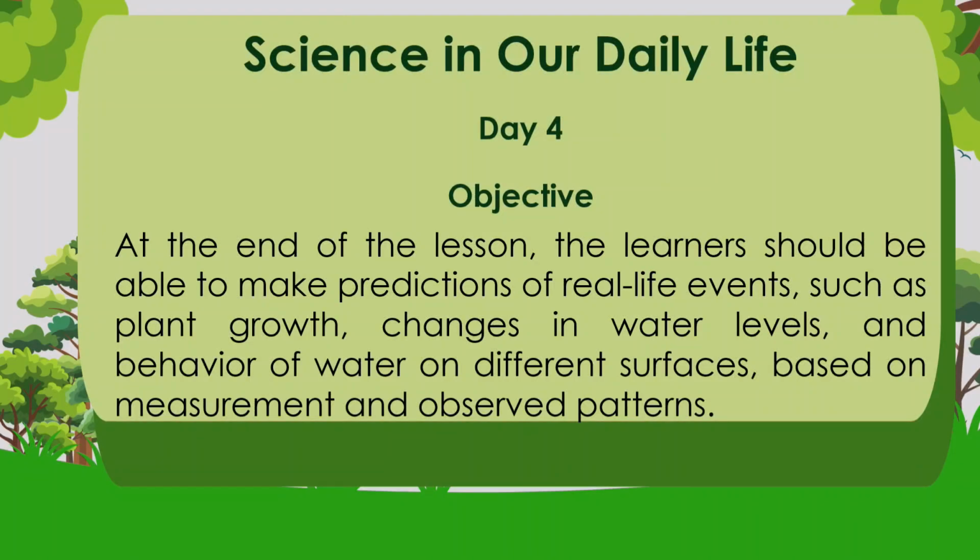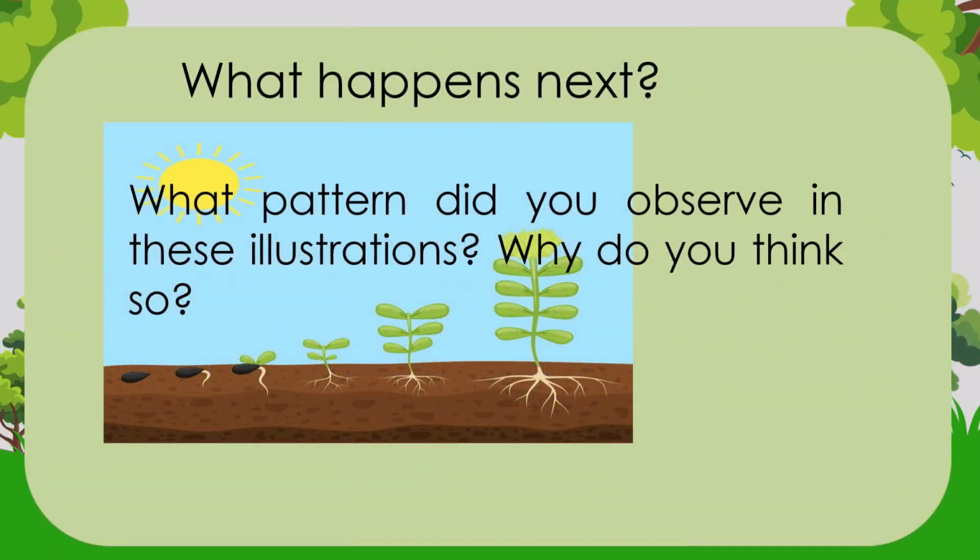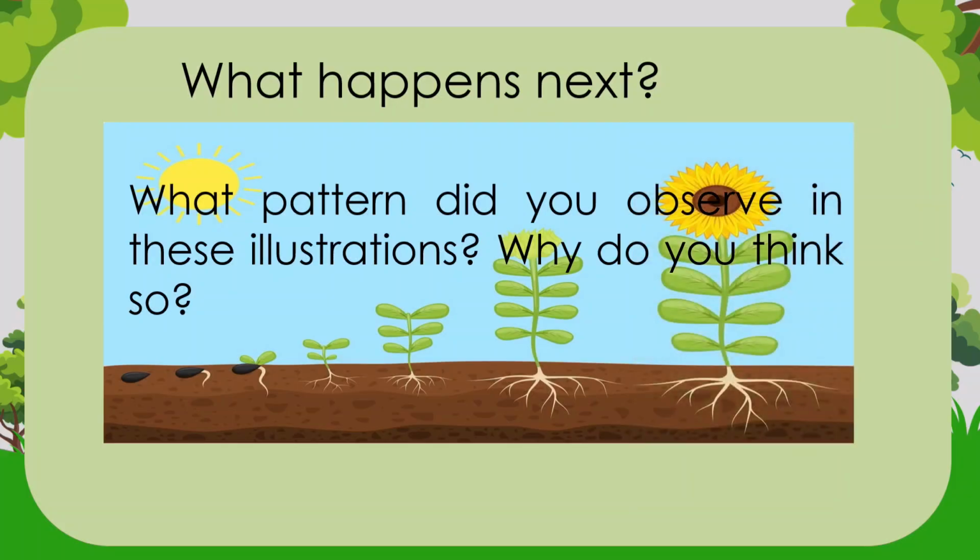Science in our daily life, Day 4. Objective. At the end of the lesson, the learner should be able to make predictions of real-life events such as plant growth, changes in water levels, and behavior of water on different surfaces based on measurement and observed patterns. What happens next? What pattern did you observe in this illustration? Why do you think so?